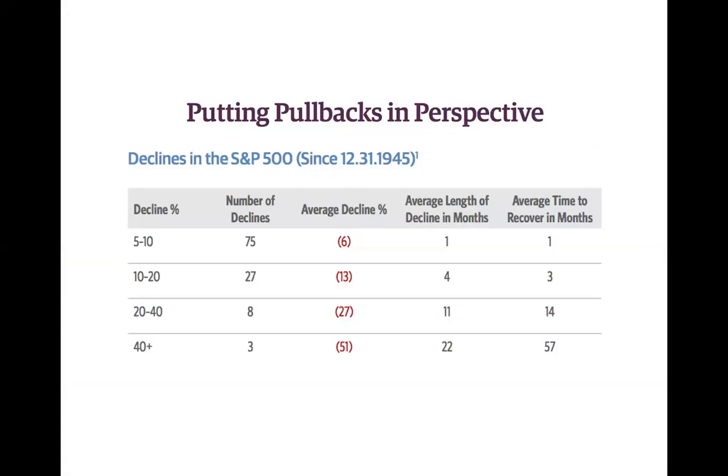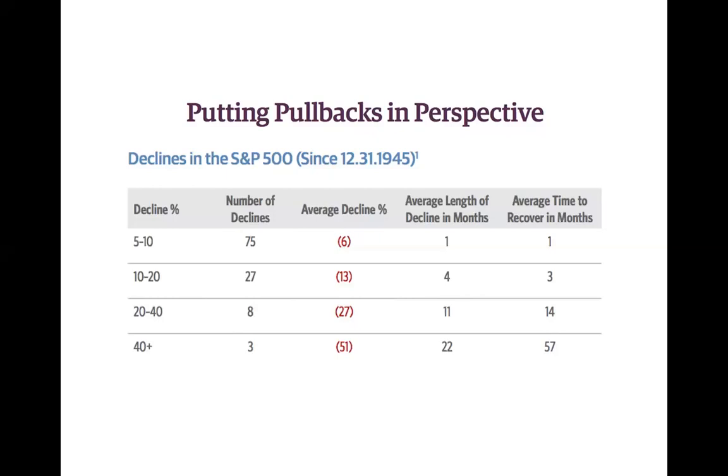We've had 75 declines since 1945, make that 76 now, of 5 to 10%. They average about 6%, and they're over quickly. And then the market recovers to a new high. The situation that we're in is the second line. 28 declines now of 10 to 20% in the S&P 500. Beyond 20%, we call that a bear market. This is called a correction.